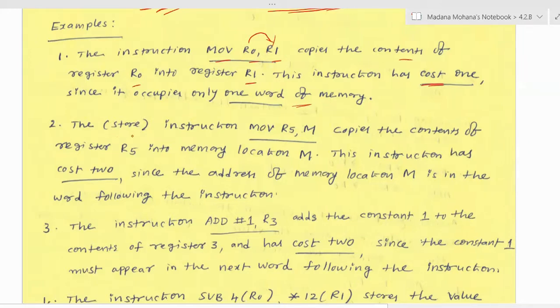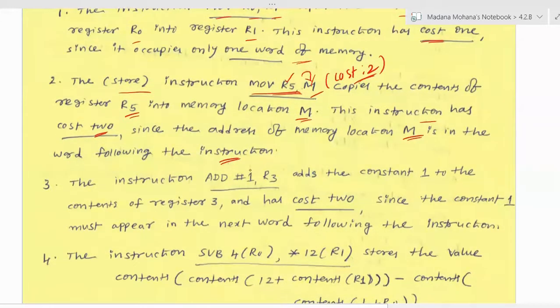Then the store instruction is of the form move R5, M. Here the contents of R5 move to memory location M. Here a register is there, then a memory location is there. It copies the contents of register 5 into memory location M. This instruction has cost 2. Why? Since the address of memory location M is in the word following the instruction. So it takes cost 2 here: one location for the instruction, then one location for the memory. Therefore the cost is 2.